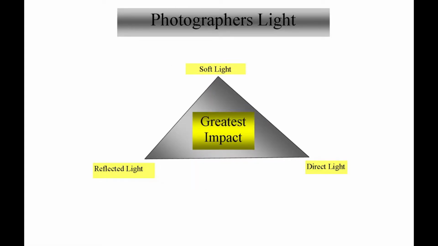Okay, this triangle is what I call the photographer's light triangle, and you have soft light, reflected light, and direct light. And this triangle, the light, has the greatest impact on the emotion of the picture. You can make a picture dark and dreary, or you can make one bright and lively. It all depends on the light. So let's just briefly talk about each corner.